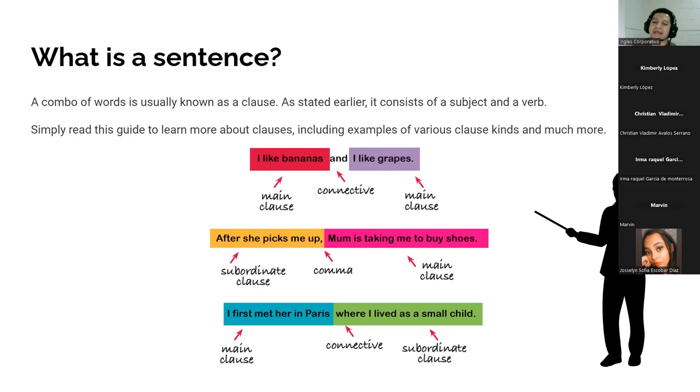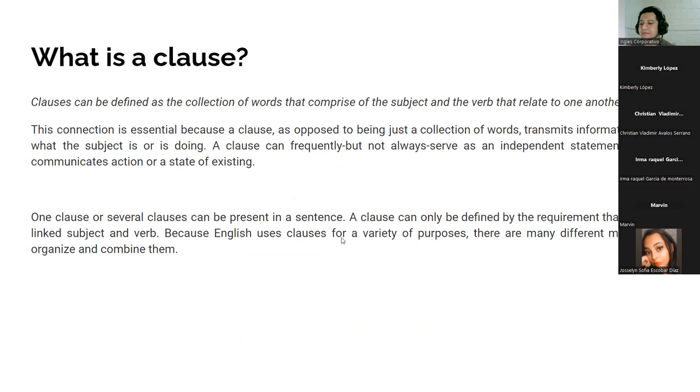Las clauses. I first met her in Paris, where I lived as a small child. So, we use commas or connectors to join or link the clauses and create a sentence, right? So, even though it is in different colors, aunque estén en diferentes colores, toda es una oración, pero tienen diferentes clauses, ¿verdad? Que son subordinadas o principales, o es la oración o la cláusula principal. So this is the information that we are going to study right now. What is a clause? Can anybody see the letter? ¿Puede alguien leer la letra o es muy pequeña?